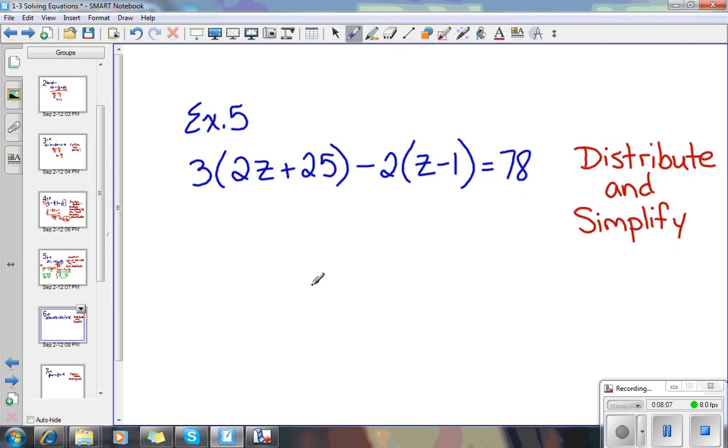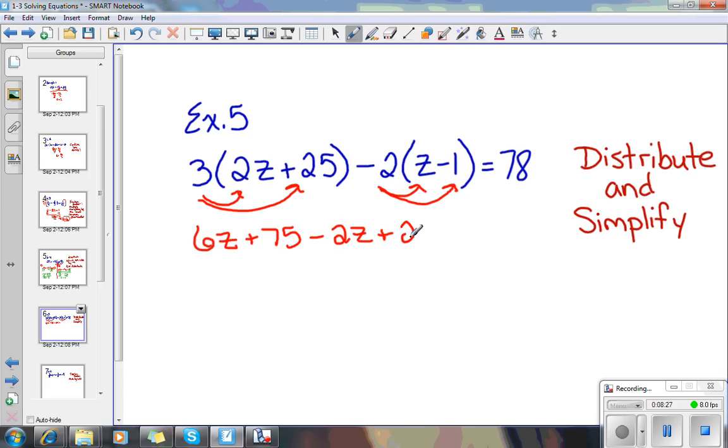Okay, on this problem, you're going to distribute and then simplify. So start by distributing the 3 here. You're going to have to be careful because you're distributing a negative 2. So we have 6z plus 75 minus 2z plus 2 equals 78. Next thing you want to do is combine like terms. So I have a 6z and a minus 2z.